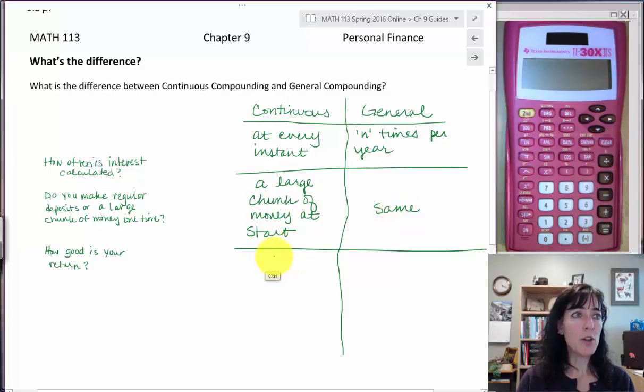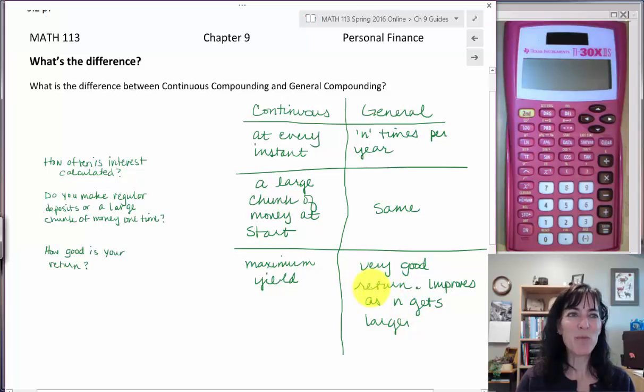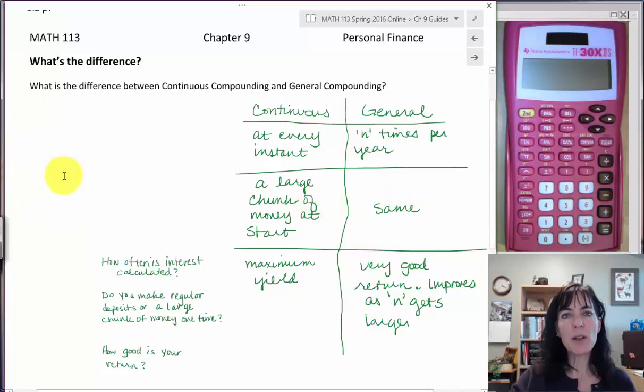And how good is your return? This will give you the maximum yield, and this one will give you very good. And I'm saying it gets better, it improves as n gets larger. So the number of times you compound in a year, as that increases towards 365, then you get better and better returns. When we talk about the difference between two concepts like this, we want the main difference.